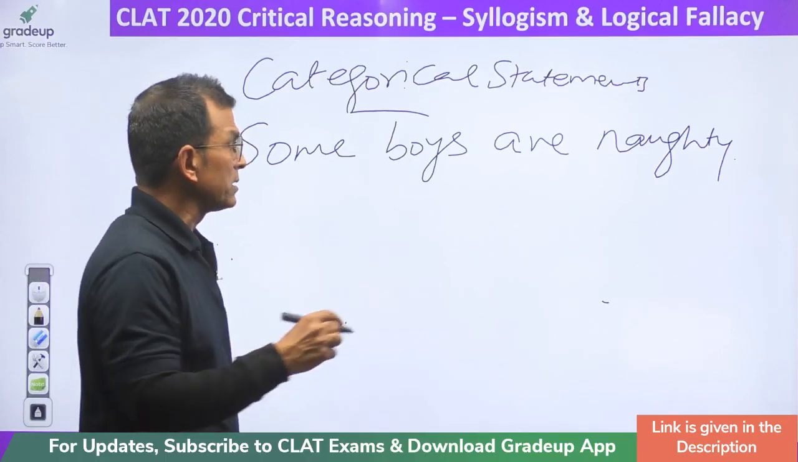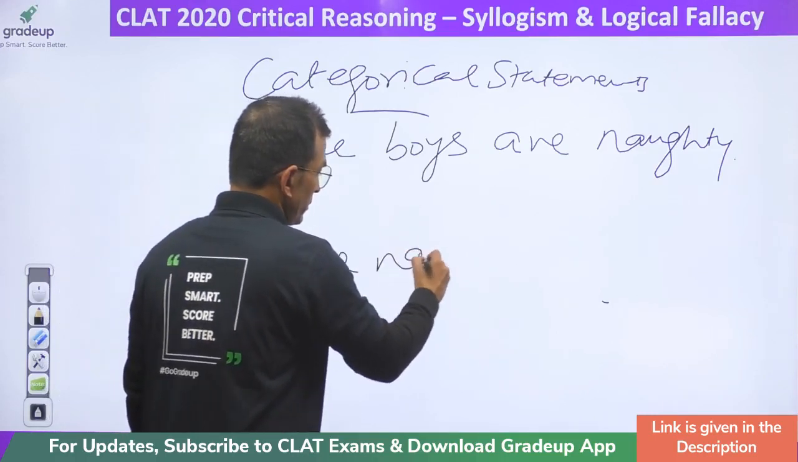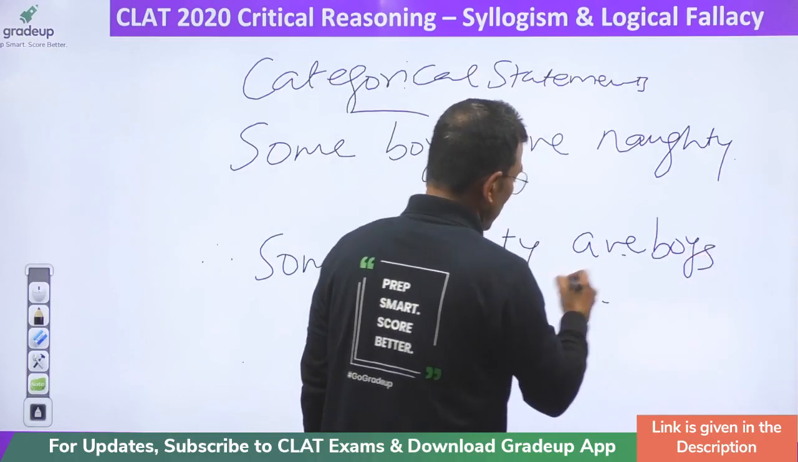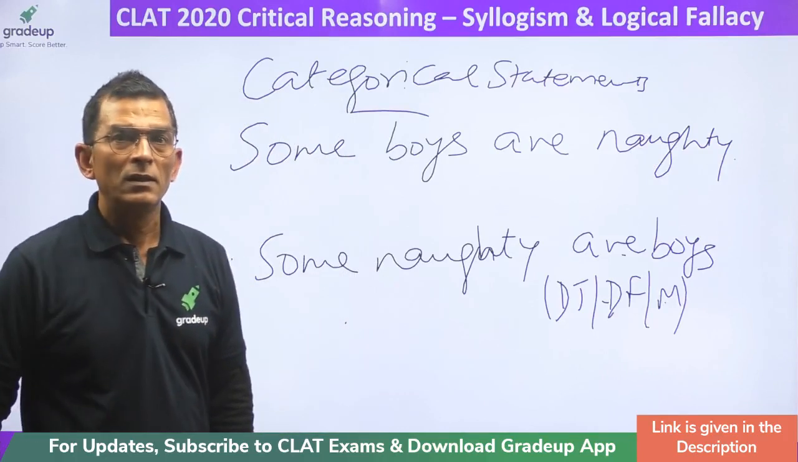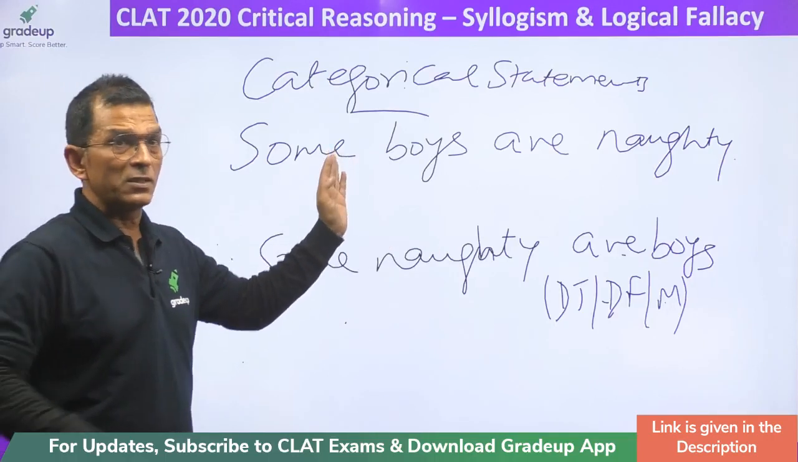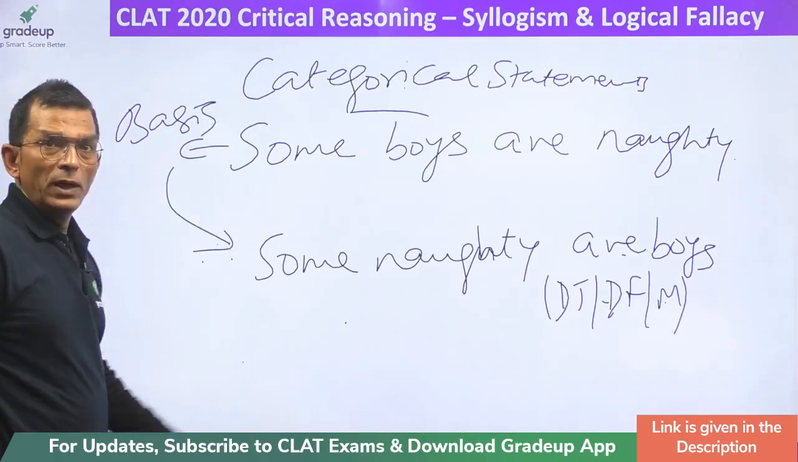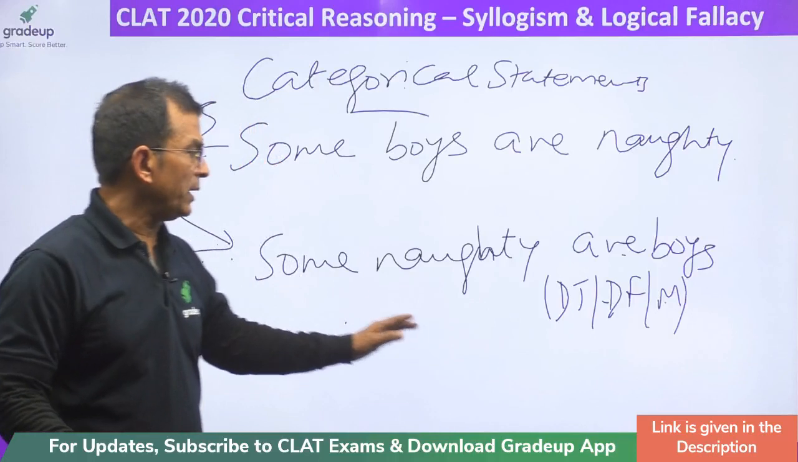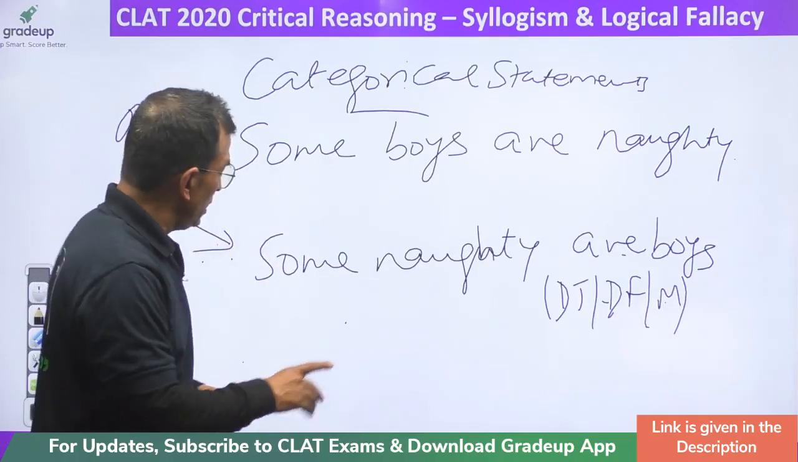So what I'm going to ask you is, if this is true, then some naughty must be boys. Some naughty are boys. What do you say? Definitely true, definitely false, or maybe? Suppose this is the basis on which you have to draw this conclusion. Will you be able to draw this conclusion? Yes, very good. This is definitely true. If some boys are naughty, some naughty must be boys. This is true because we can draw diagrams here.